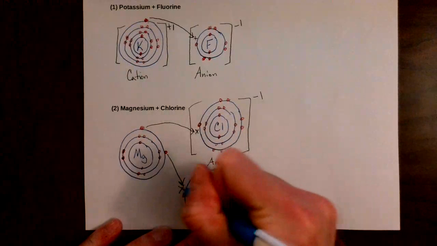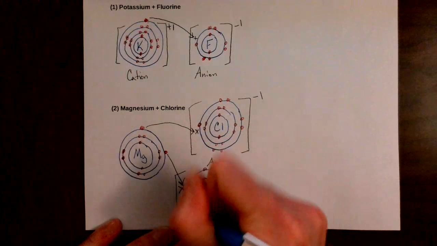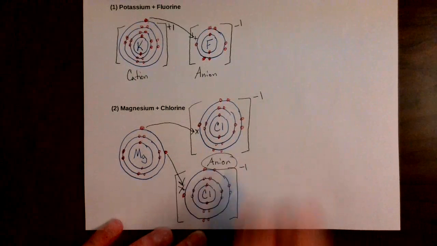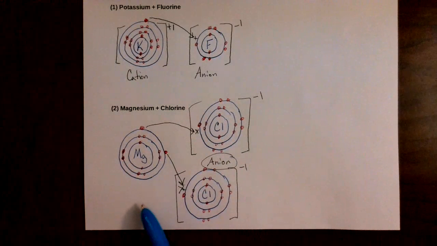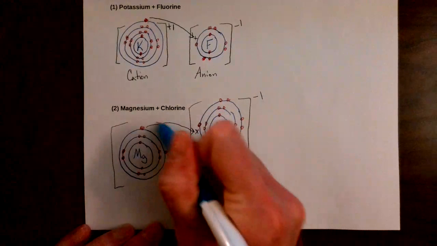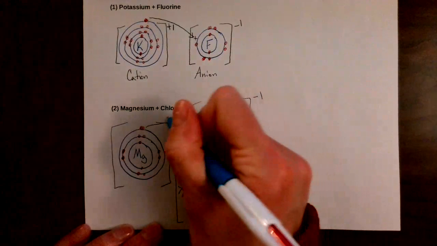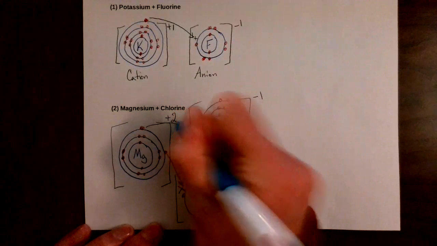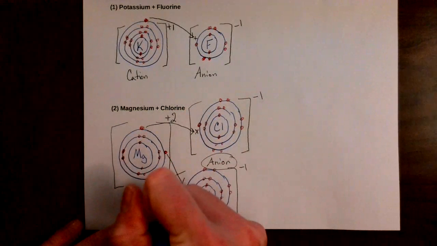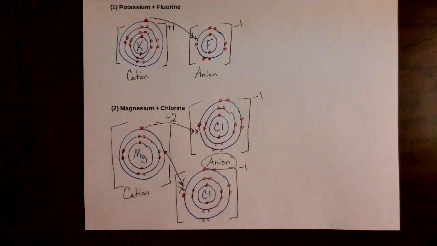Right? So when that happens, the chlorine still is a -1. It's still an anion. But let's look at magnesium. Magnesium didn't lose 1 electron. It now lost 2 electrons, which now makes it a +2. When you lose an electron, the atom becomes more positive, and we call that a cation.